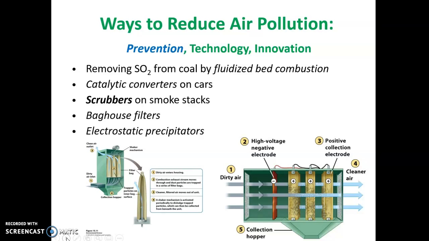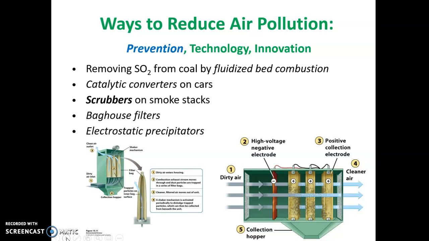So that was it for acid deposition. Now I would like to move on to ways to reduce air pollution. And there are three major ways: prevention, technology, and innovation. Now these slides are going to look mainly at prevention through technology. But before we get into those, do remember that there are other forms of prevention. In other words, not producing the air pollutant in the first place.